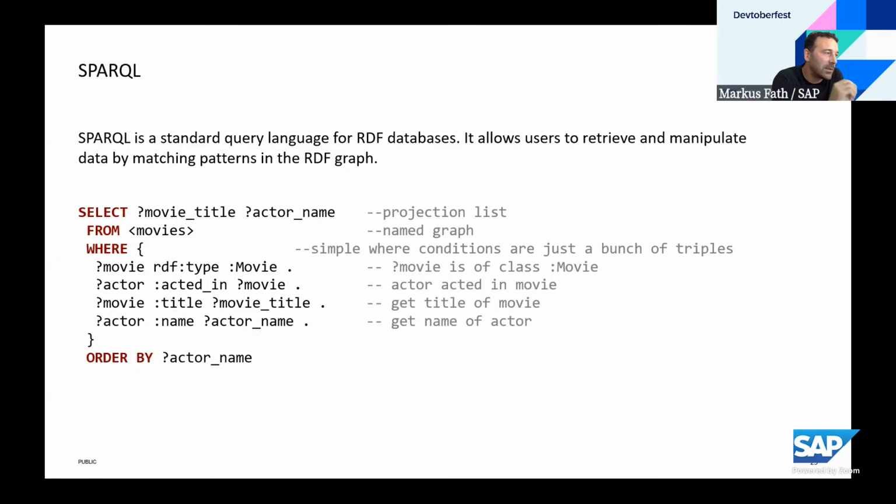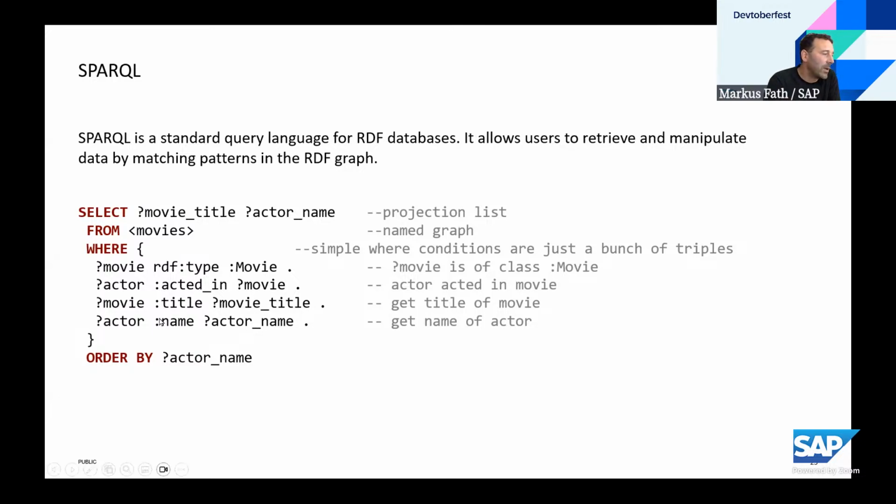It has a select clause, which is a kind of projection list. So in this example, I want to get a movie title and an actor name. It also has a from clause where you can reference what is called a named graph. You can think of it like a table. And then there is a where clause, which in the simplest form is just a bunch of triples. It's a pattern which you're searching for in your knowledge graph.